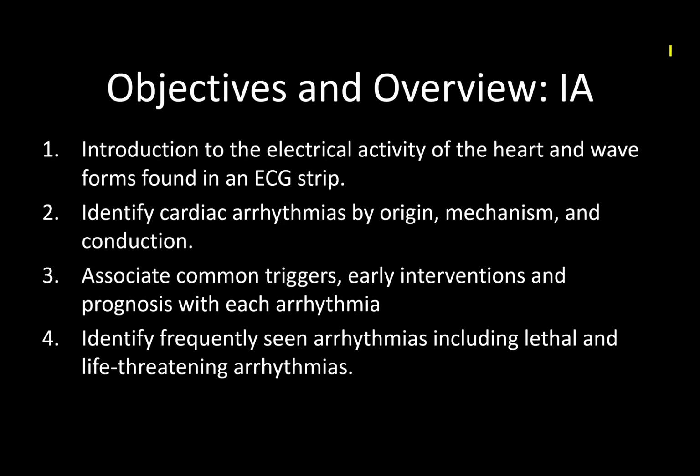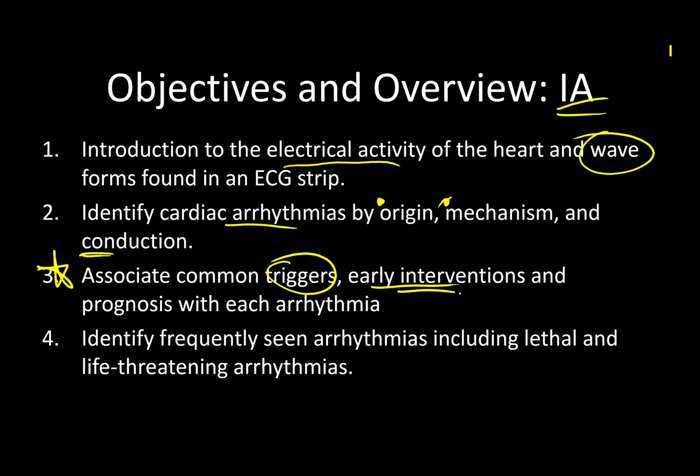As I've already alluded to, the objectives for this course, which is Introduction to Arrhythmias, are to go over very briefly the electrical activity of the heart and the waveforms that you would see on a normal ECG strip. We'll talk about many arrhythmias, and I like to focus on them based on their origin, sometimes the mechanism, and of course then the conduction that occurs because of that. The big stuff I want you to really get out of this course is going to be common triggers, what causes these arrhythmias to happen, and then the early interventions that you can do right there at the bedside when you find out that these things are happening.